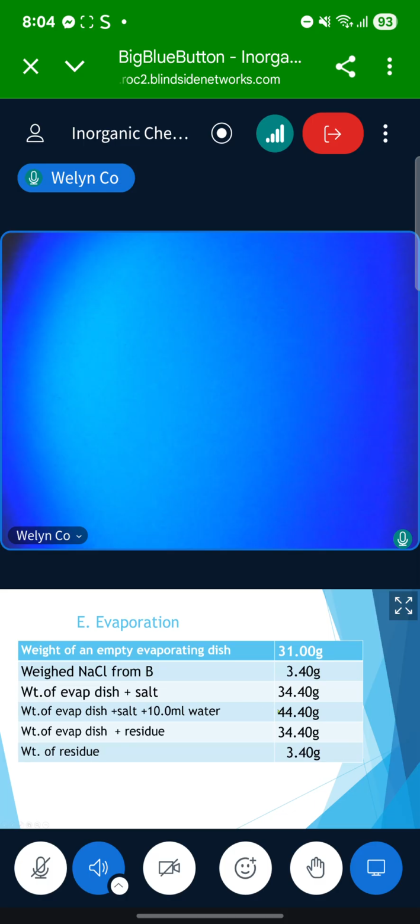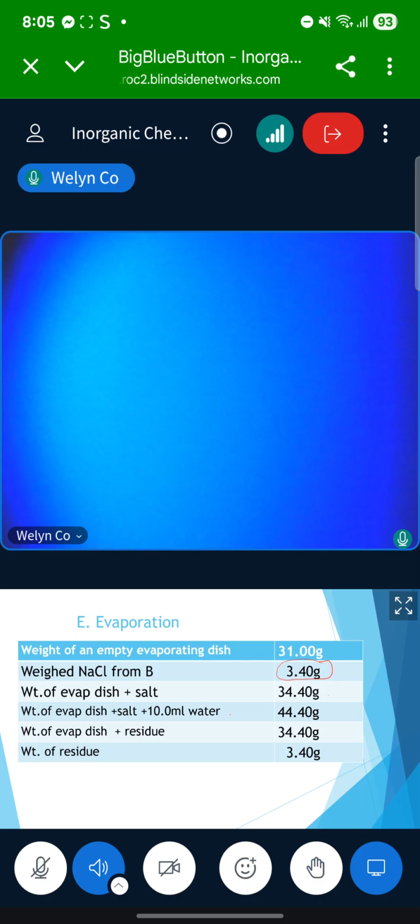Then another is the evaporation. Di ba, nag-pre-weighed tayo kanina ng ating a spatula of your salt. So, we have already the pre-weighed na salt natin, 3.4. So, weigh an empty evaporating dish. Evaporating dish is 31.0. If you place yung ating evaporating dish with the content of salt, 34.40.